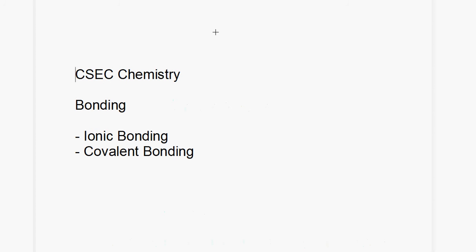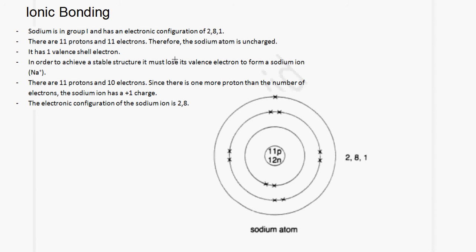Today we're going to be looking at bonding. Specifically, we're going to look at ionic bonding and covalent bonding. Let's start with ionic bonding. Now, an ionic bond is formed between a metal and a non-metal.